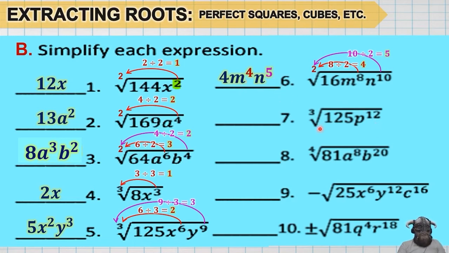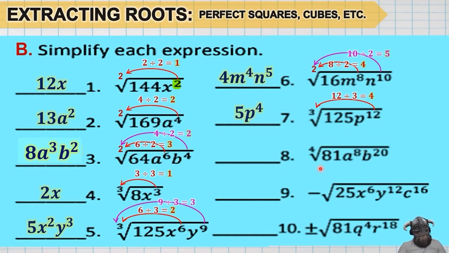Okay, so number 7, ang tanong sa atin is cube root of 125 times p raised to 12. Dito, kuhain muna natin yung cube root nung number natin which is 125. The cube root of 125 is equal to 5. Then para makuha yung cube root naman ng p raised to 12, i-divide natin yung 12 sa 3. So which is equal to 4. So, ang exponent ng p natin sa sagot ay 4. Yan. So, the answer will be 5p raised to 4.